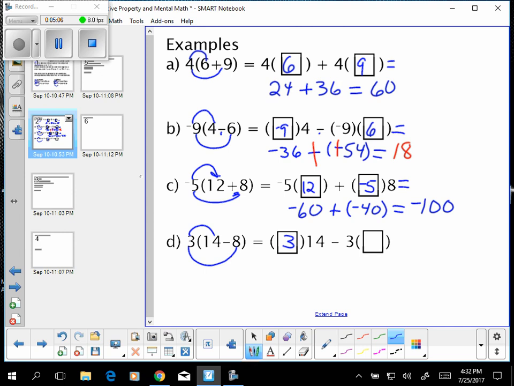Notice the subtraction sign's been copied. The 8 is missing here. 3 times 14 is 42. 3 times 8 is 24. This is plain old subtraction, so I don't usually change it to add the opposite, and my answer will be 18.